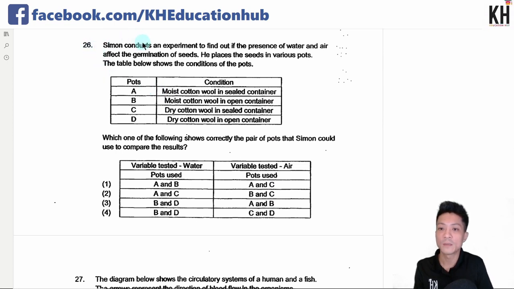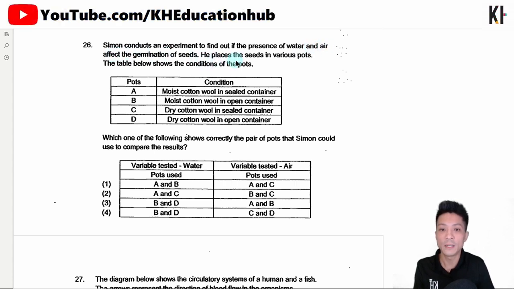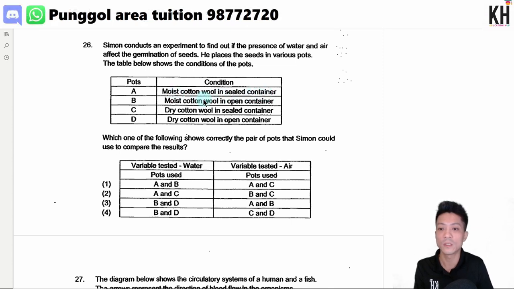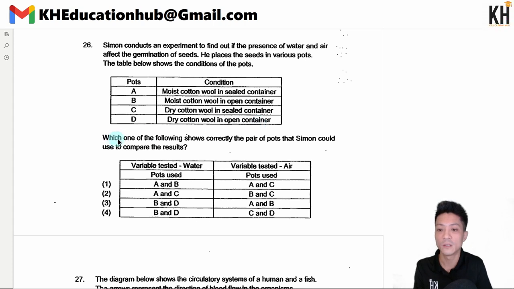Question 26. Simon conducts an experiment to find out if the presence of water and air affect the germination of seeds. He placed the seeds in various pots. The table below shows the conditions of the pots. Pot A, moist cotton wool in sealed container. B, moist cotton wool in open container. C is dry cotton wool in sealed container. And D is dry cotton wool in open container. Which one of the following shows correctly the pair of pots that Simon could use to compare the results?